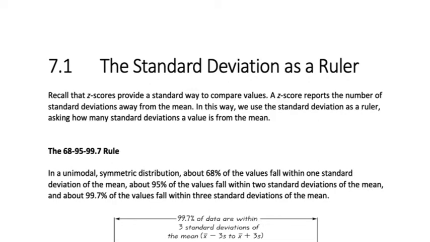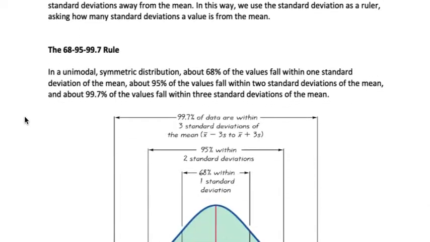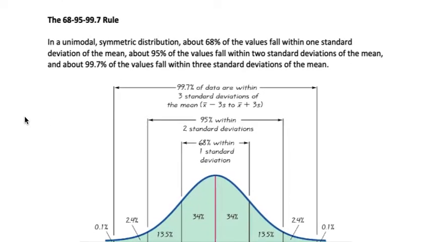In this video for section 7.1, we're talking about the standard deviation as a ruler. We talked earlier in chapter 3 about z-scores, and remember that a z-score measures the number of standard deviations away from the mean a given value is. And earlier we used that to compare values. So we have this rule. It's called the 68, 95, 99.7 rule. It's also sometimes called the empirical rule.